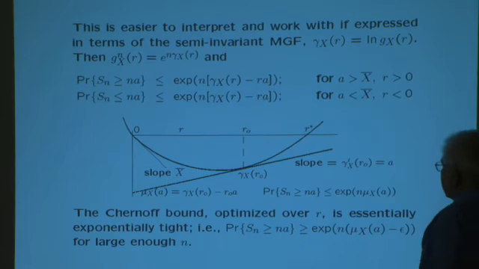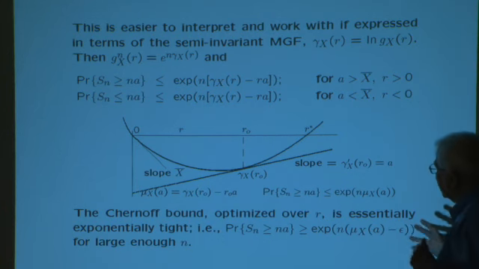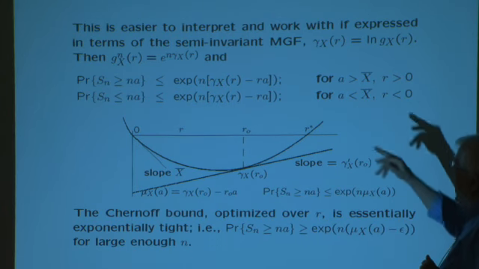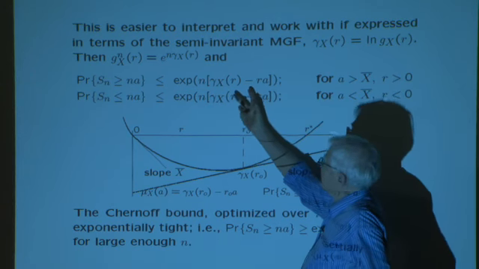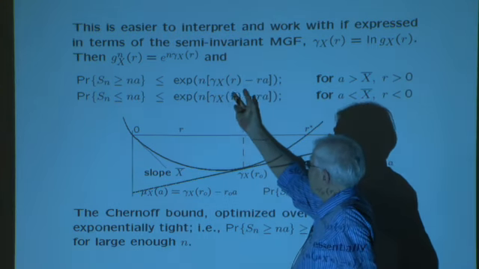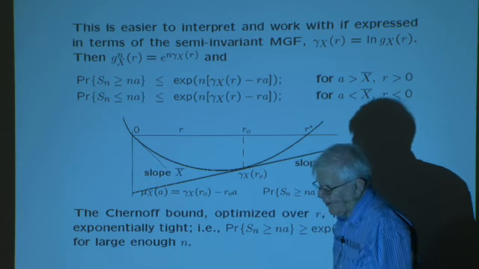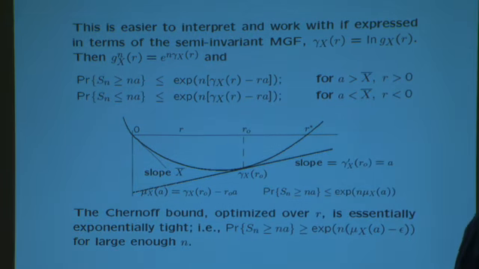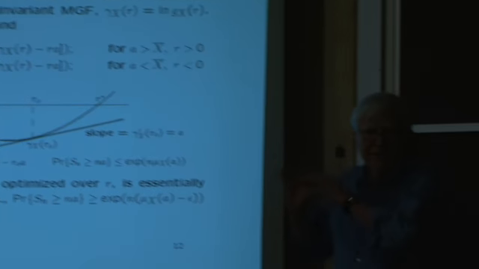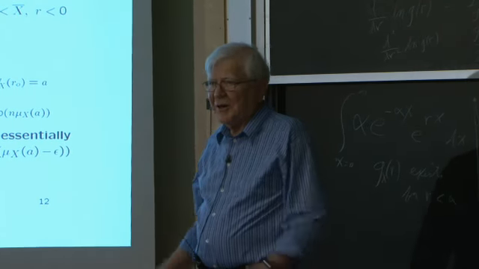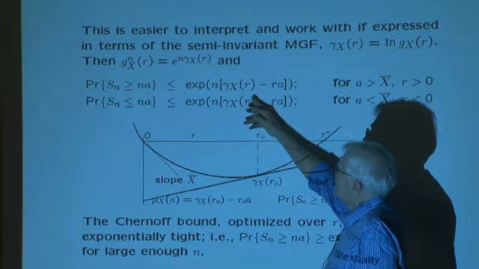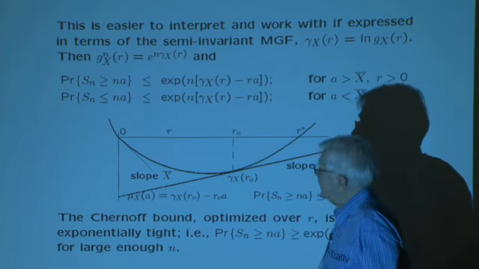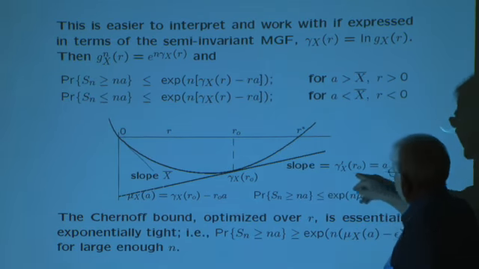Well, what I've done is I've already optimized the problem, okay? I'm trying to find the probability that Sn is greater than or equal to na. I'm trying to minimize this exponent here, gamma x of r minus ra. Unfortunately, I really start out by taking the derivative of that and setting it equal to 0, which is what you would all do too. When I set the derivative of this equal to 0, I get gamma prime of r minus a is equal to 0, which is what this says.